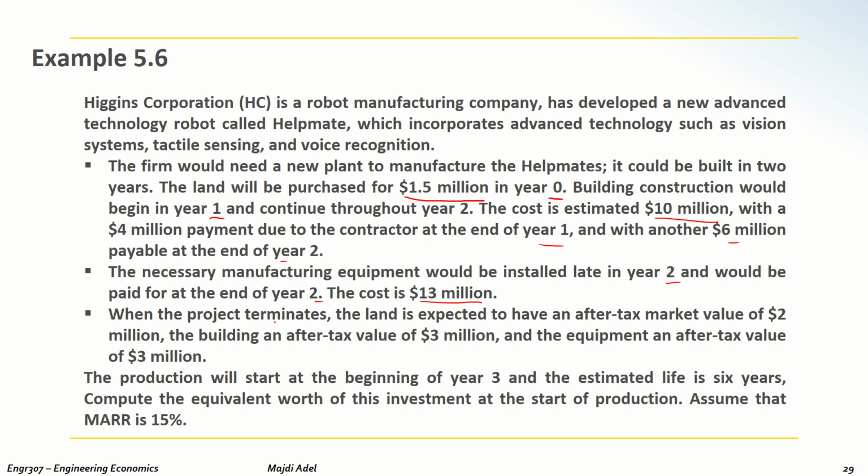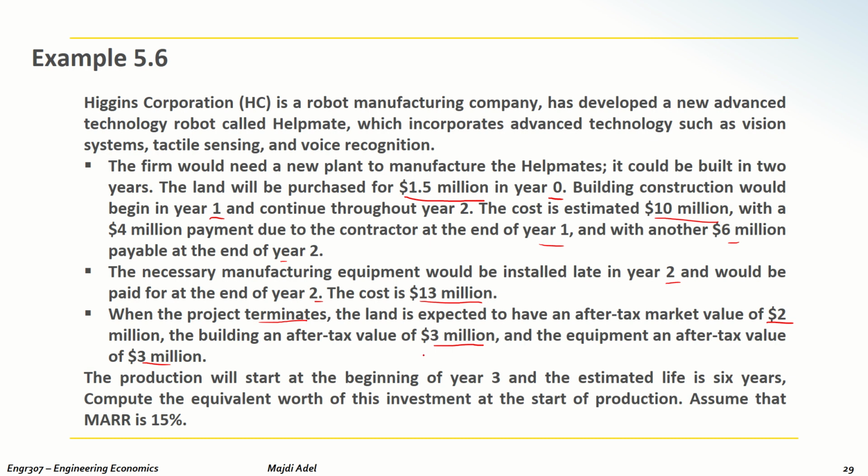Now, when the project terminates, it is expected to have a market value or salvage value of $2 million. This is for the land. The building will have a salvage value after tax of $3 million and the equipment will have a value of $3 million. They will sell the land for $2 million, the building for $3 million, and the equipment for $3 million. This is at the end of the project life.